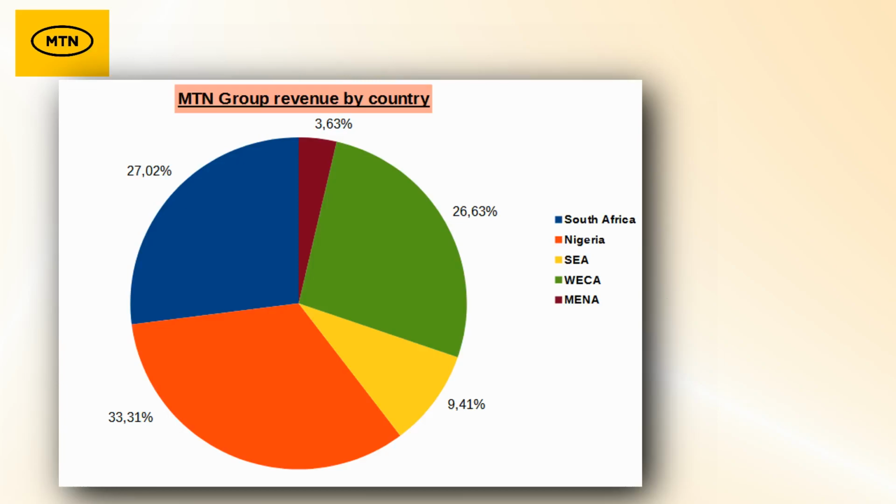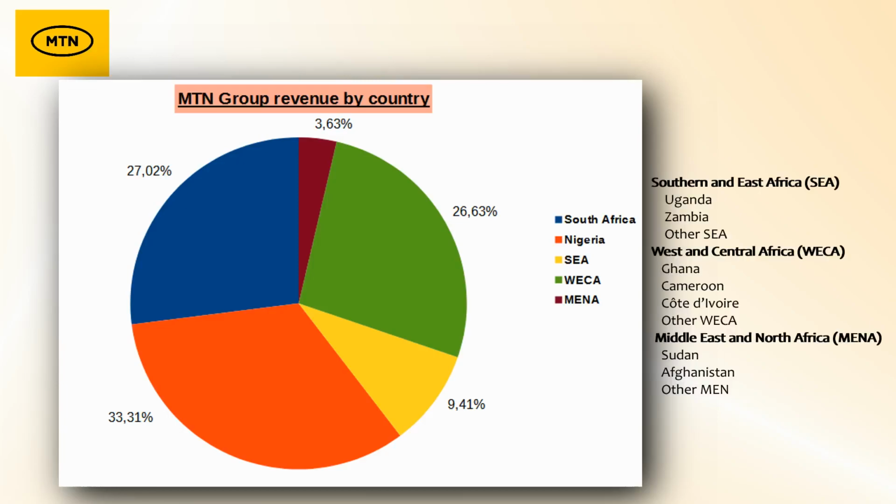The pie chart shows the group's revenue by country, with South Africa and Nigeria contributing 60% of the group's revenue, and the remaining 40% coming from other countries across Africa and the Middle East, as shown on the chart.